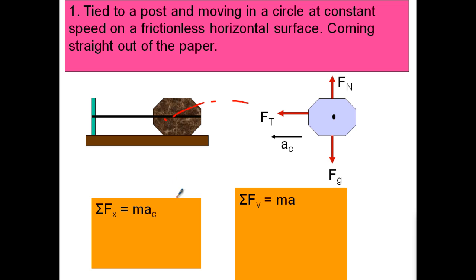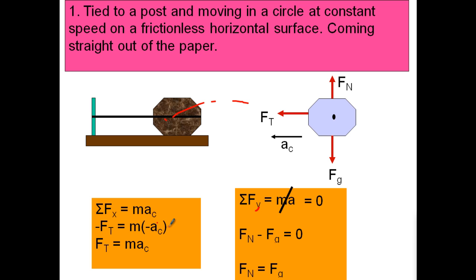And then we're going to do our Newton's second laws. For some reason it cut off my y here. So the net force in the x direction equals mass times our centripetal acceleration. Net force in the y direction equals ma, but that equals 0 because it's not going up or down. It's only coming straight out of the paper, so it's only moving in the x direction. So we add up all of our forces. We know that our tension force equals mass times acceleration. And over here we know that our normal force equals our force of gravity, because that's how we get it whenever we do our Newton's second law.